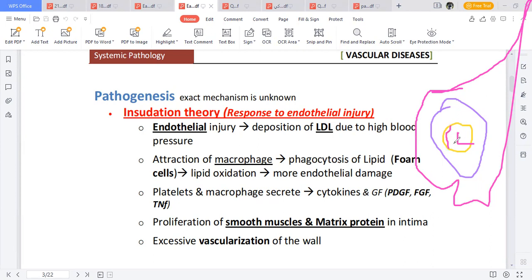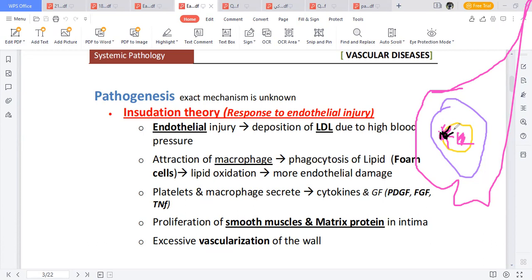When it is injured, the lipids flowing in the blood vessel, because of a high blood pressure or hypertension, will be deposited in the tunica intima. That is why hypertension is a leading factor that predisposes people to atherosclerosis. Because of the deposition of lipids in the tunica intima due to high blood pressure, it will attract macrophages. Macrophages will come here. I will change the color for the macrophage. I'll say it's black in color. This is the macrophage that has gone there.